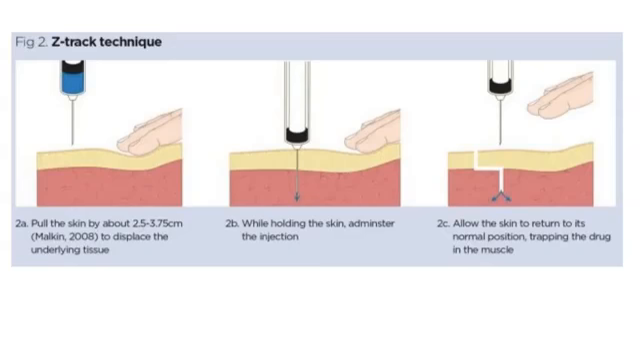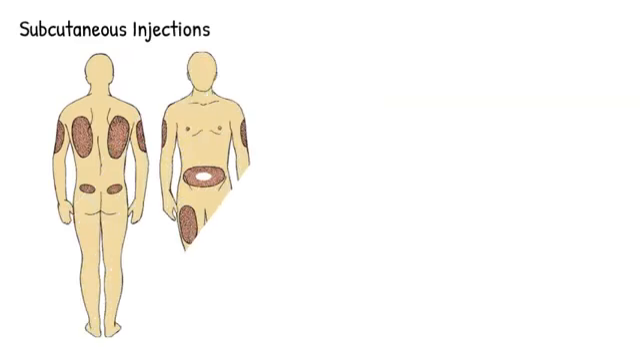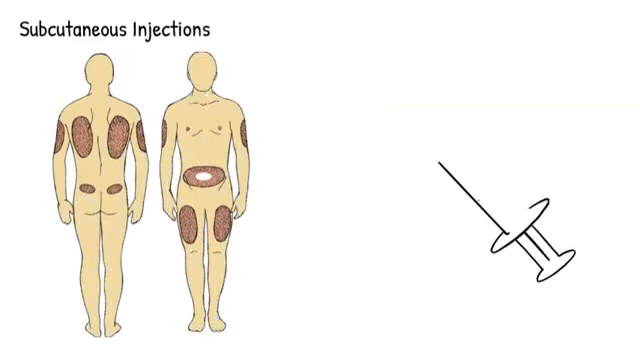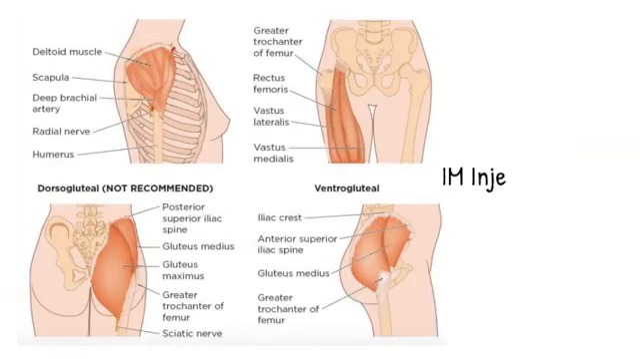IM medications are appropriate for irritating medications, solutions mixed in oils, and aqueous suspensions. This is usually an 18 to 27 gauge, and it's 1 to 1.5 inches long, and it's always given at a 90-degree angle. The volume for an IM injection should not be more than 3 milliliters. So if you have anything greater than 3 milliliters, that will need to be a divided dose. And yes, you would have to give 2 IM injections at 2 different locations.